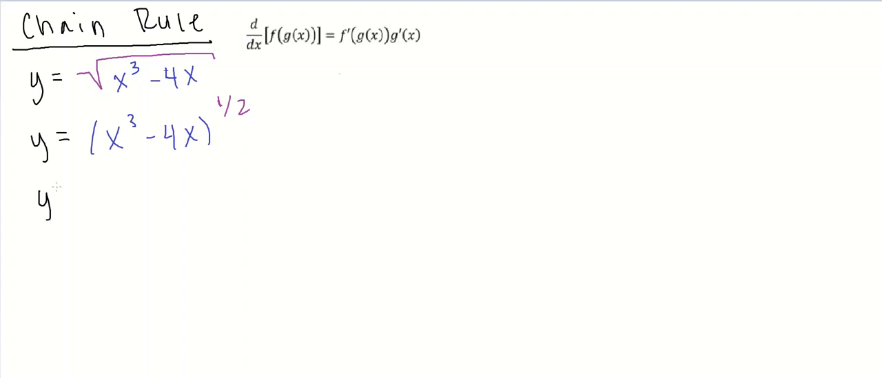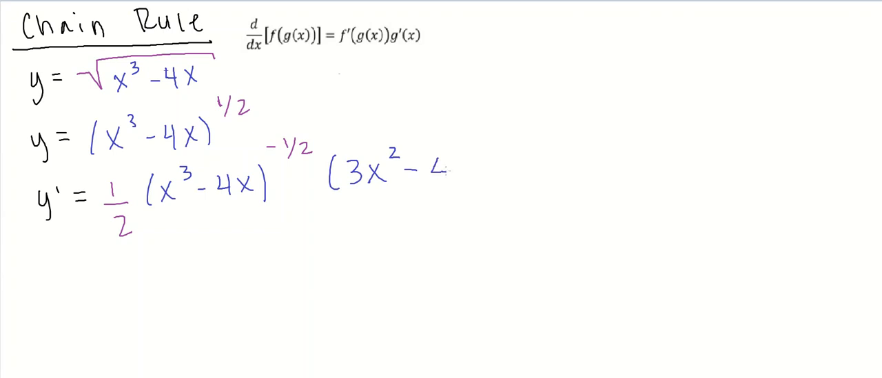So y prime is going to be, chain rule tells us we first need to take the derivative of the outside function, so that 1/2 is going to come down out front. And then chain rule tells us that we need to keep the inside the exact same. So we're still going to have x cubed minus 4x. And then we need to change this 1/2 exponent. We need to subtract 1 to make it negative 1/2, because that will finish off the derivative of our outside. And then chain rule says that we need to multiply all of this by the derivative of the inside. So the derivative of the inside is going to be 3x squared minus 4. So that right there is our y prime.